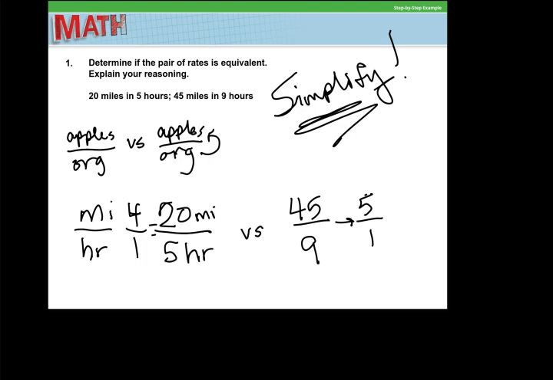Now I can compare them. So 4 over 1 and 5 over 1, are they the same? No, they are not equivalent at all. One is more than the other, so they are not the same.